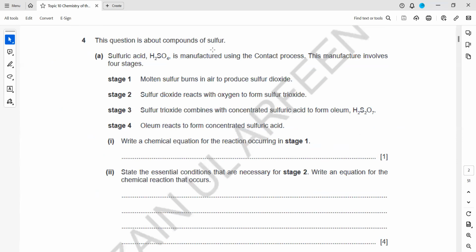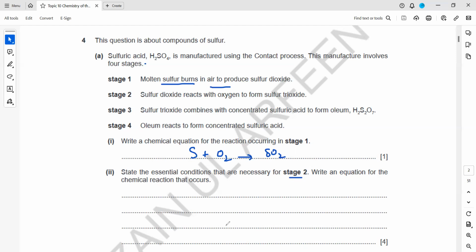Write a chemical equation for the first stage of the reaction. So we have molten sulfur burning in air to produce sulfur dioxide. Sulfur reacts with oxygen to give sulfur dioxide. State the essential conditions that are necessary for stage 2 and write an equation.